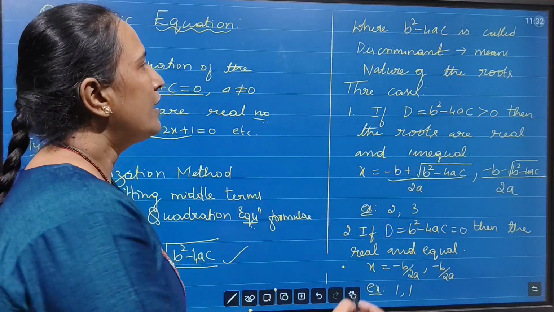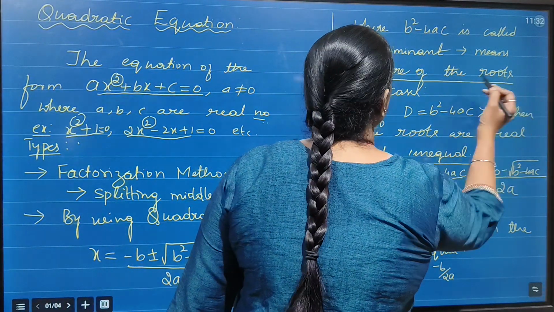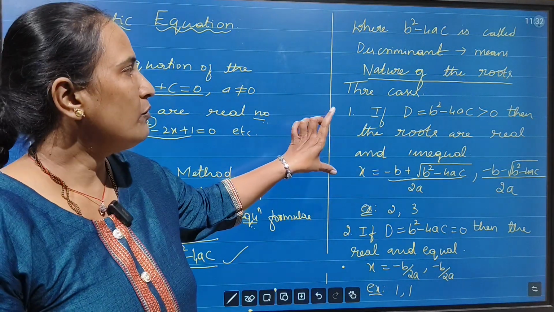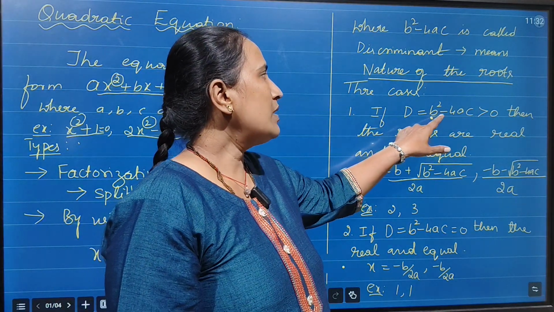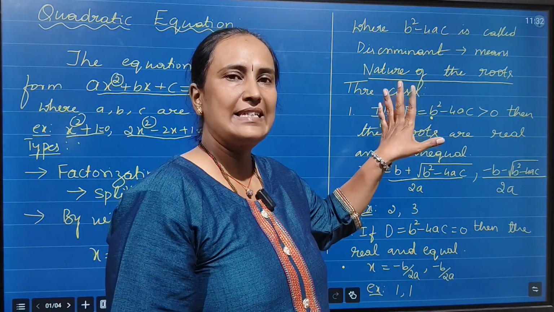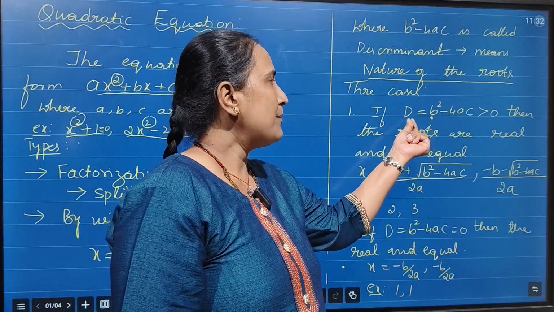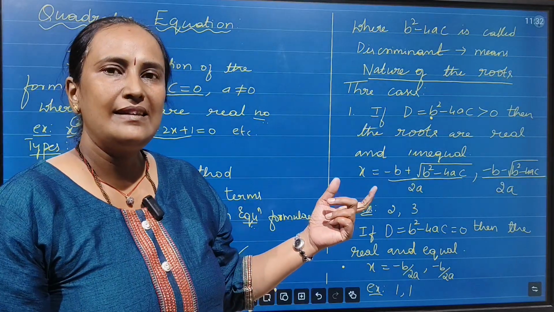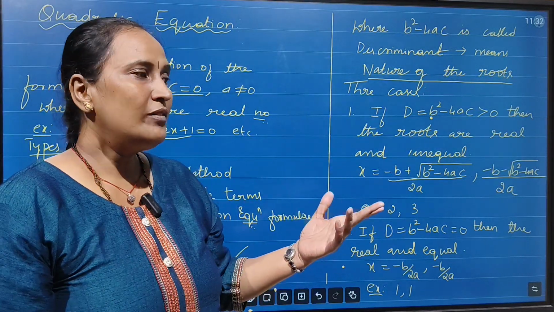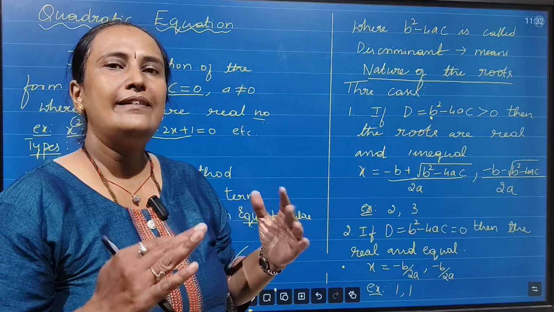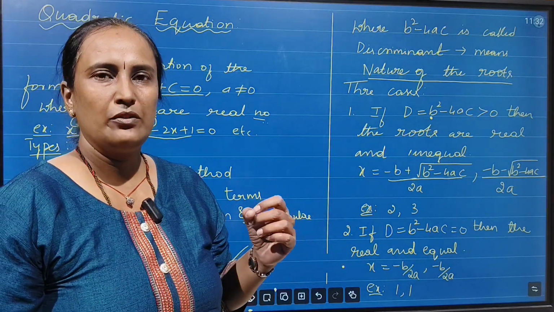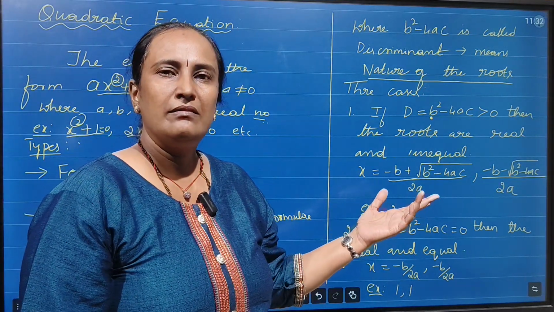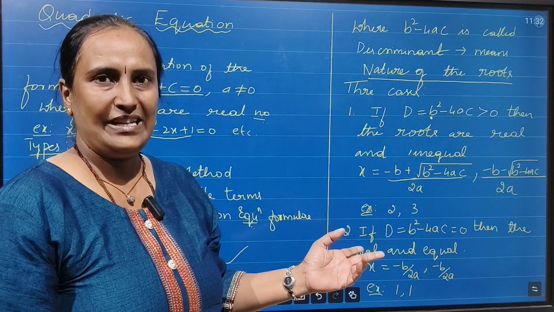Next we discuss the nature of the quadratic roots. Here we study 3 cases. One is if b square minus 4ac, the discriminant, called capital D, is greater than 0, then we get 2 roots that are real and unequal. Real and unequal means we get 2 roots, but both are different. For example, one you get 0 and one you get 5, or one you get 3 and one you get 2. This is called unequal, different roots.